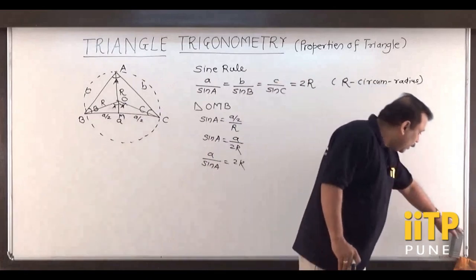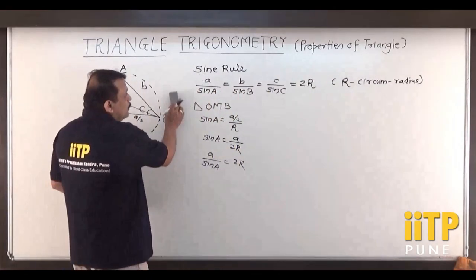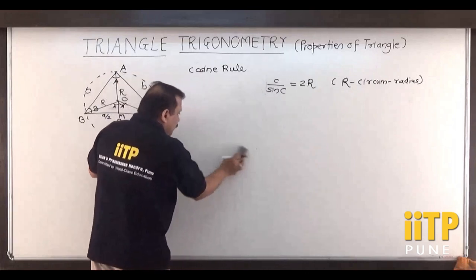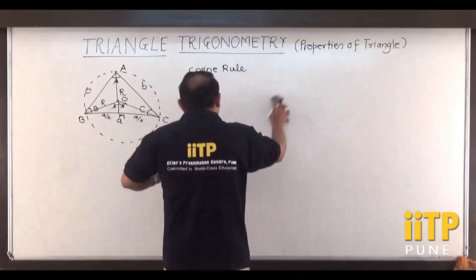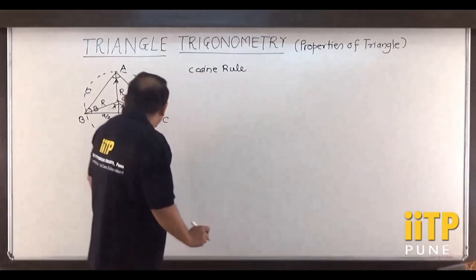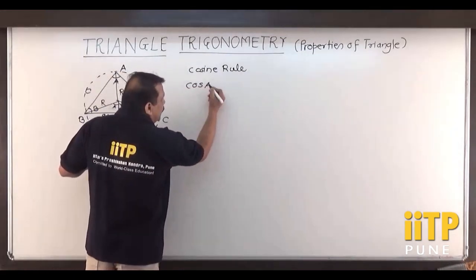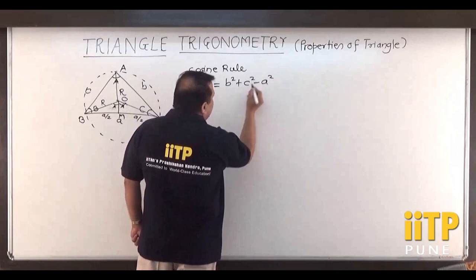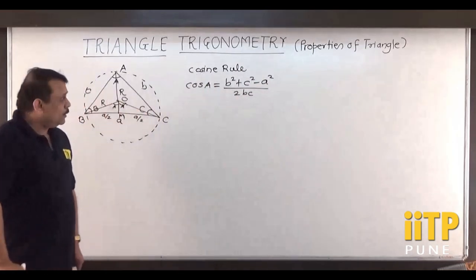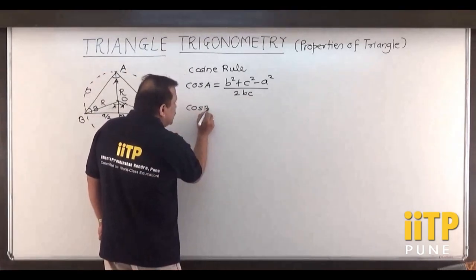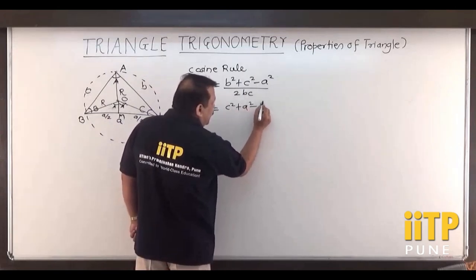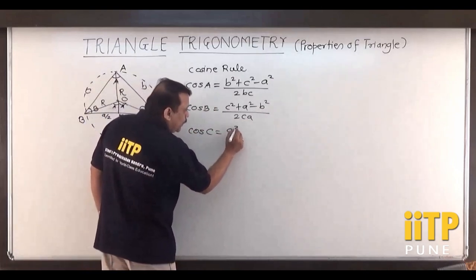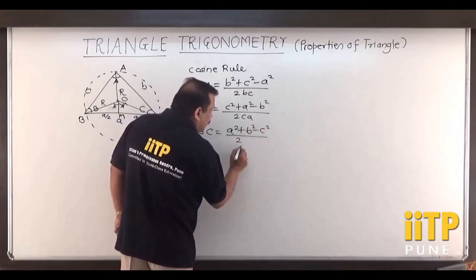The second rule that we will go about is called the cosine rule. Cosine rule is given by cos A is equal to b square plus c square minus a square divided by 2bc, or cos B is equal to c square plus a square minus b square divided by 2ca, and cos C is equal to a square plus b square minus c square divided by twice ab.